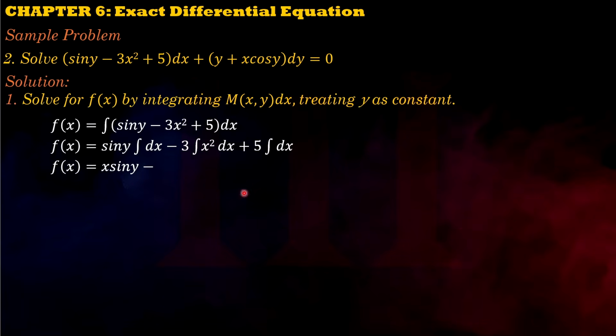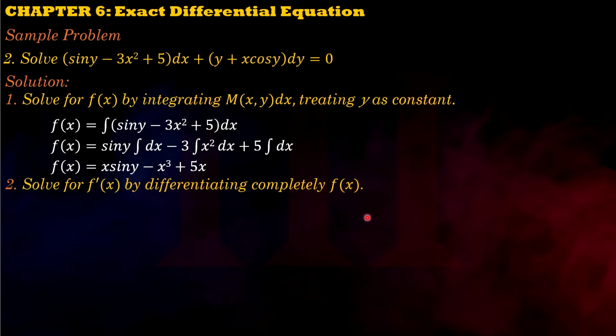Integral of x squared is x cubed over 3, so the 3's will cancel out, leaving us x cubed. And then the integral of 5 dx will give us 5x. That is f of x.